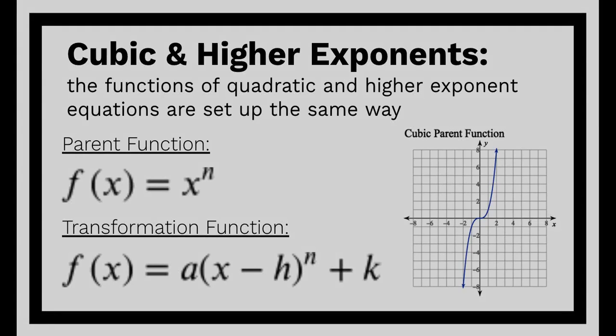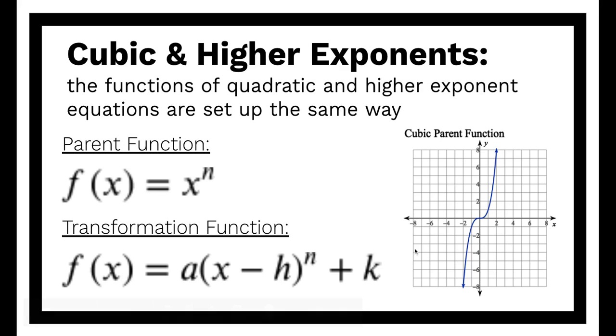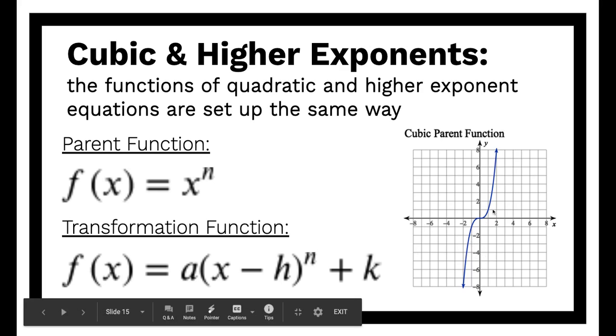Next, we're going to talk about cubic and higher exponents. The functions of quadratic and higher exponent equations are set up the same way, in terms of where the grouping symbols are and where the a, h, and k values fall. The difference between the quadratic function and the cubic or higher exponent is just that the exponent is now written as an n. You can fill it in with any number that you would like. If we had a 3 as my n value, that would make it the cubic function, and that's the parent graph we have over here that looks a little bit like an S.